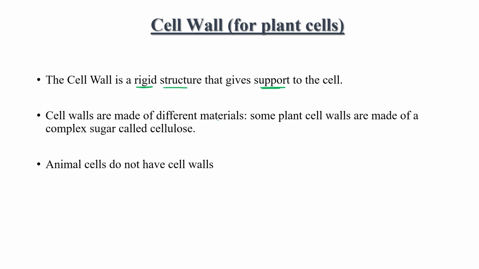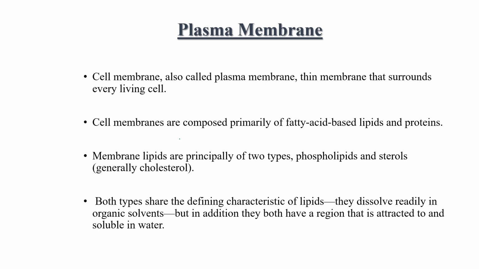And this cell wall is made up of different material. Some cell walls are made up of a complex sugar known as cellulose, while an animal cell doesn't have any cell wall, which we have already discussed. And just after the cell wall there is another membrane which is present in both plant cells as well as animal cells, and this cell membrane is known as the plasma membrane.